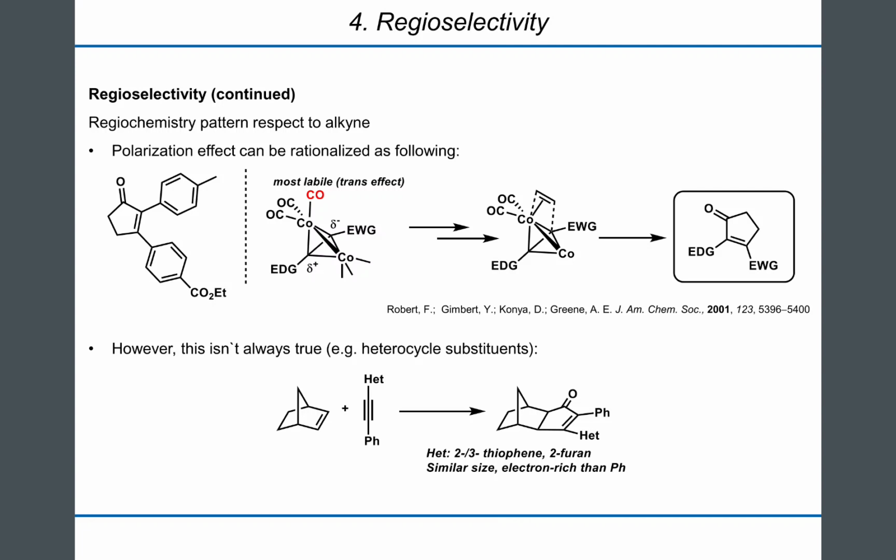For instance, for heterocycle-bound phenylalkynes, even though thiophenes and furans are much more electron-rich than benzene, phenyl groups exclusively take the alpha position. Now this is it for part 1 of the overview of the Pauson-Khand reaction. The other half will be covered in part 2.